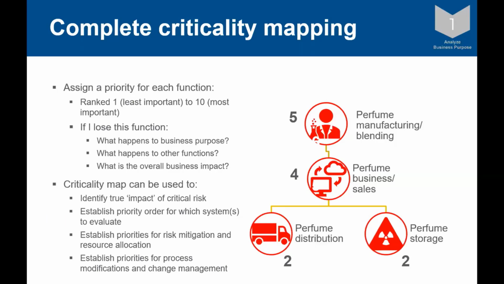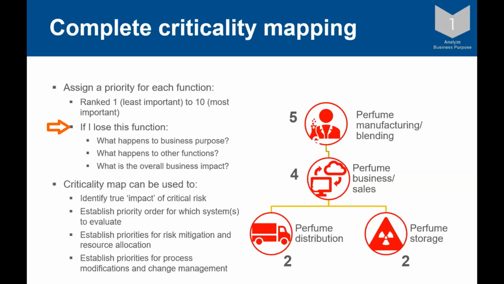So first, I can assign a priority for each function, ranked 1 as least important to 10 most important, as you can see in the numbers on the right. So if I lose this function, just pick a number, what happens to the business purpose? What happens to other functions? What is the overall business impact? So in this case, based on those questions, I was able to ascertain that there are portions of this business that I could lose or not function properly and perhaps still have perfume. And there were others that I could not.